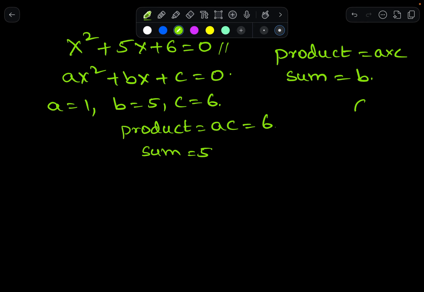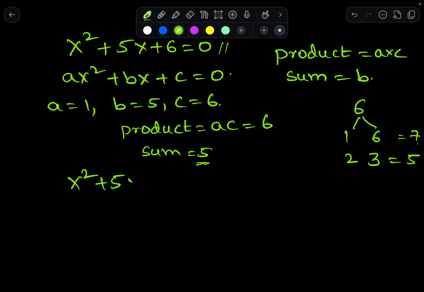Let's try to find the factors for 6. 6 can be written as 1 into 6 and their sum is 7, which is not equal to the sum that we want. Let's rewrite the factors. 6 can be written as 2 into 3, whose sum is equal to 5. So let's use this to factorize the above equation.